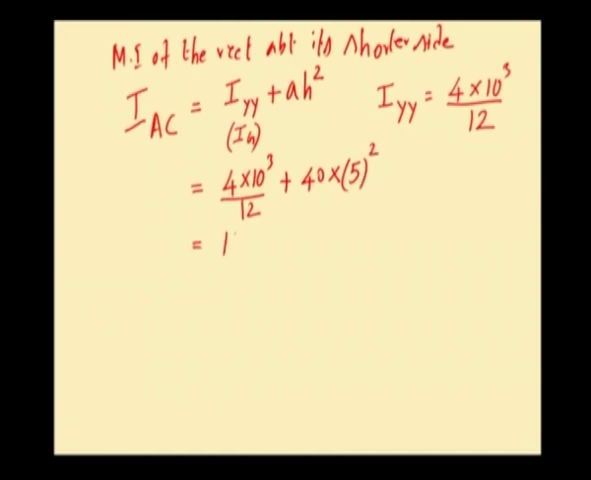The final answer will be 1333.33 centimeter power 4. So, this is the moment of inertia of the rectangular section about its shorter side AC.